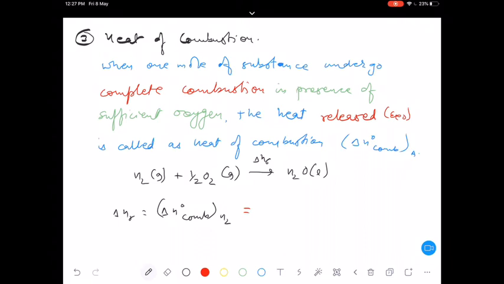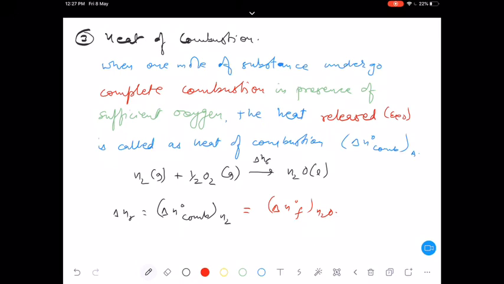Tell me if it is correct that I write it as standard heat of formation of H2O also. Is that correct? Standard heat of combustion of hydrogen is also the same as standard heat of formation of water. But if I write, let's say for carbon, I take another example.